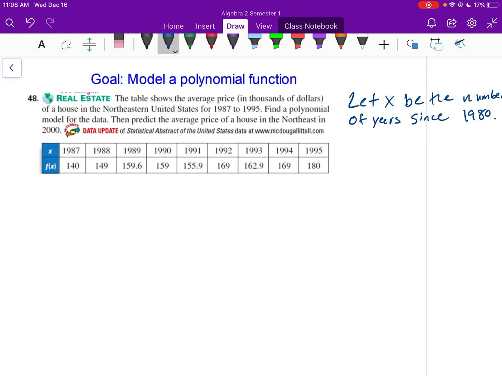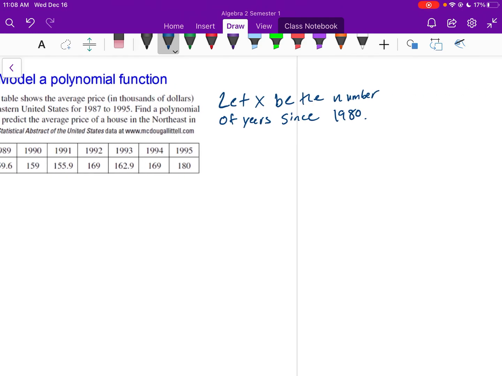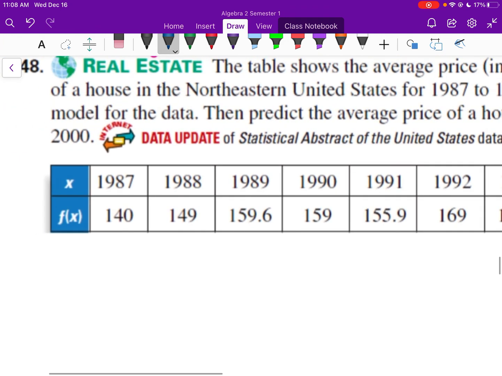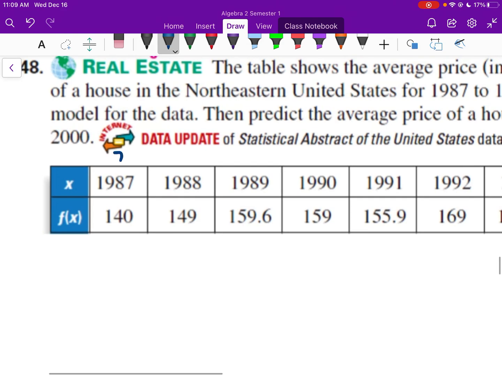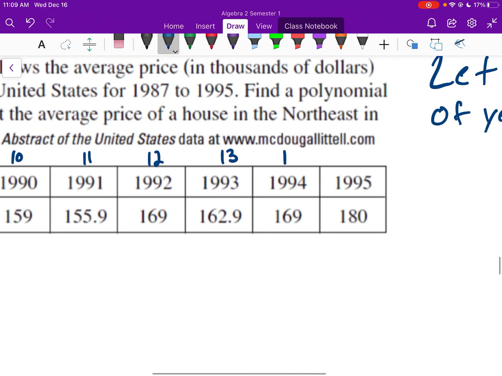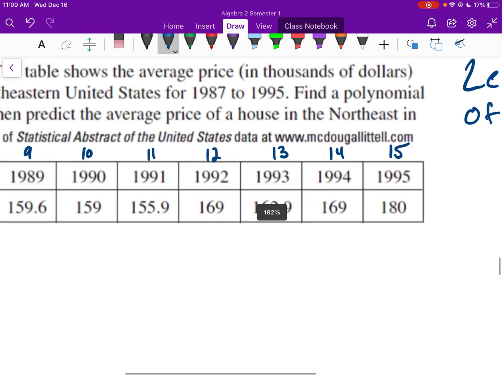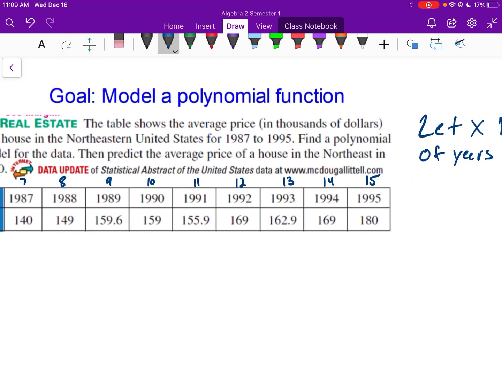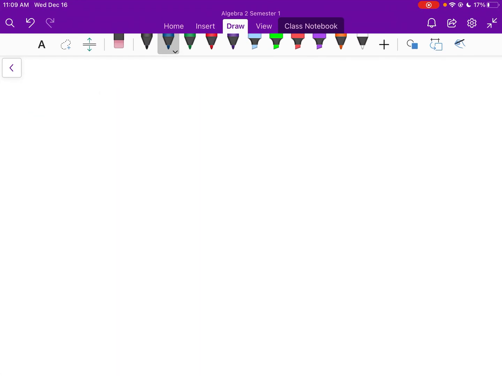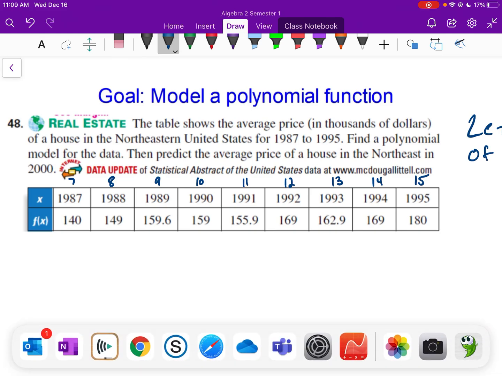So to fix that problem, we're going to change this up a little bit and say let X be the number of years since 1980, and that is the values we're going to plug in to our calculator. So if we look through here, let X be the number of years since 1980. The first one, 1987, that's going to be 7 years from 1980. 8, 9, 10, 11, 12, 13, 14, 15. So those are the values we're going to use for list 1 when we enter it into the calculator. And then this should fix the problem that we had in the previous video.